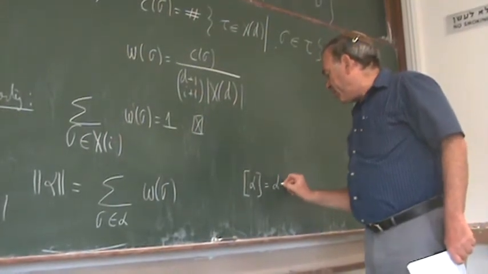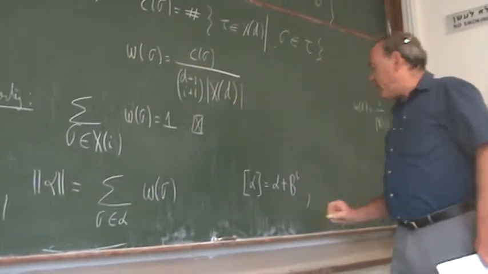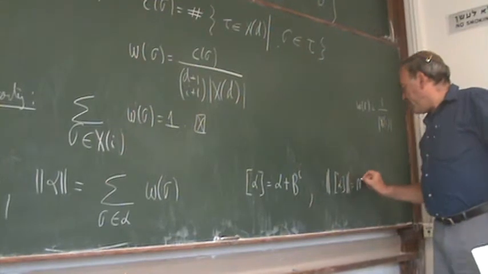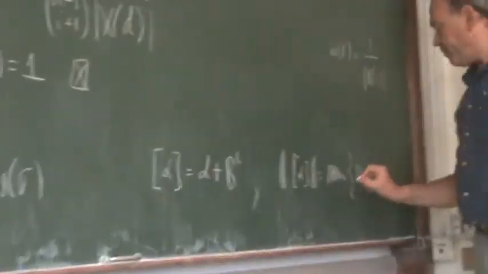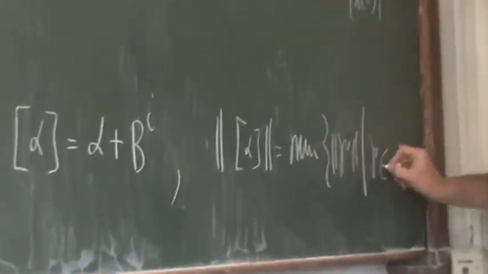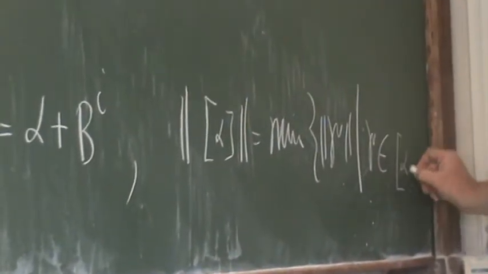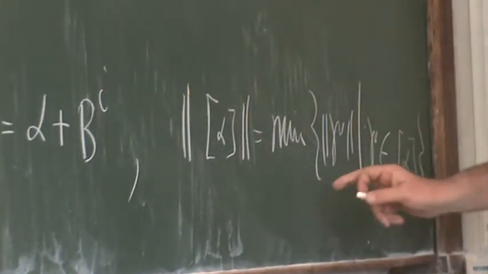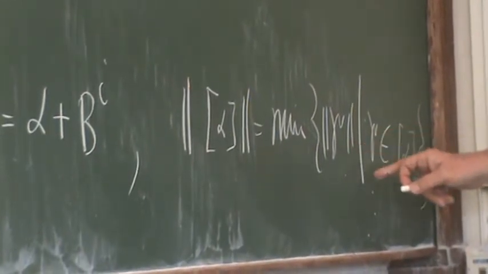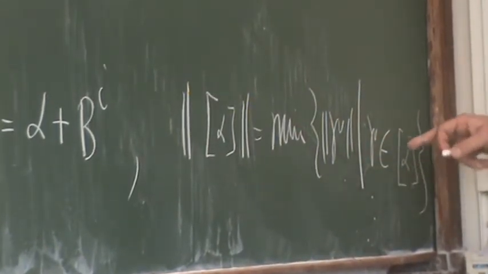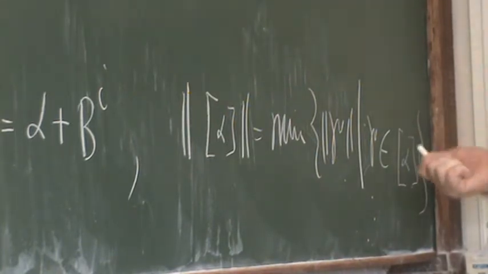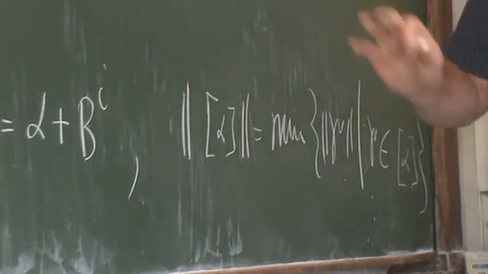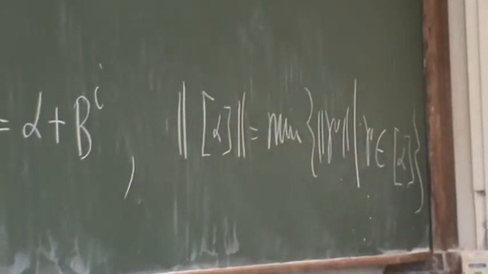The coset of alpha is simply alpha plus Bi, and the norm of a coset is the minimum norm within that coset. Namely, it's the minimum of the norm among vectors of the type alpha plus delta of i minus 1 of a smaller cochain. Okay? So it takes time to digest this definition.